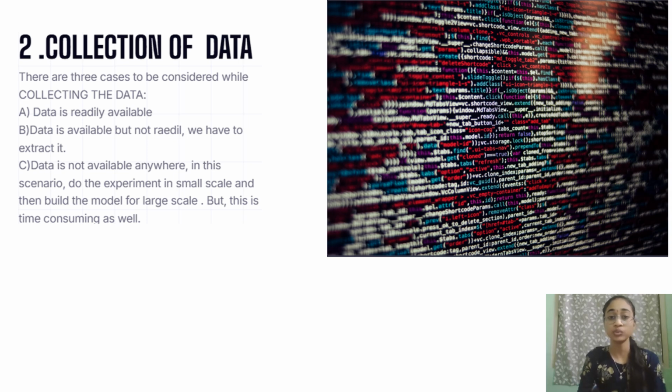There are three scenarios in data collection. The first scenario is data readily available in a structured format. For example, you went to a university and you wanted to find the details of a student. The details of a student are readily available in the university database in a structured format. This is very simple. This is the first scenario.